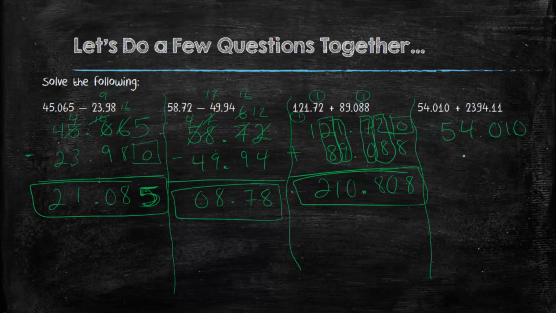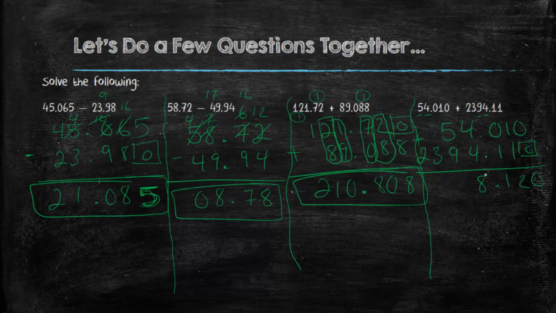Okay, our final question, 54.010 and 2,394.11. Notice how I lined up the 5 and 4 with the 9 and 4 because these line up. This is the ones and this is the tens, and this is the ones and this is the tens. Let's go ahead and add. 0 plus, remember there's an invisible 0 here. 0 plus 0 is a 0. 1 plus 1, 2. 0 plus 1, 1.